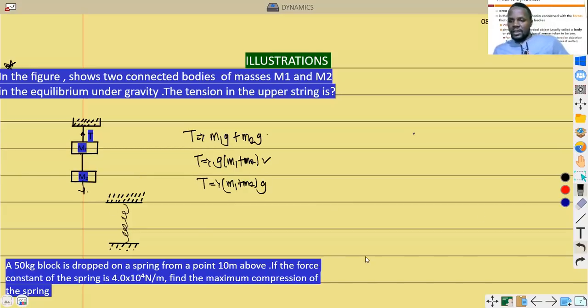The last but not the least, I've exhausted the time. A 50 kilogram block is dropped on a spring. I think this is the diagram. Where is the block? Let me draw it myself. There's a block here of mass m, my weight is dropped. It will be dropped from a distance of 10 meters above a spring. If the force constant of the spring, this is not even on what we are talking about, but it's on work, energy, and power, which is on the page you can watch. If the force constant is 4 times 10 to the power of 4, find the maximum compression of the spring. So as the block is dropped onto this, there's a compression.